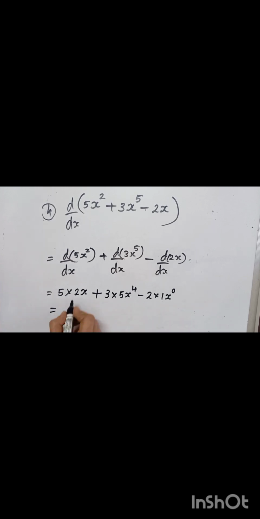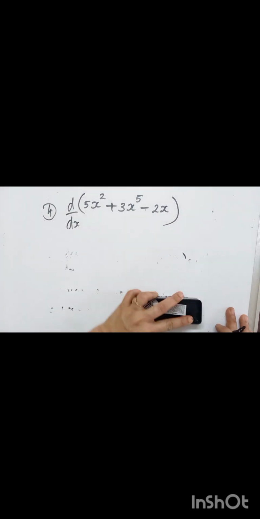Right? So here now we can simplify. 5 into 2x, it is 10x. 3 into 5, it is 15. And x to the power 4 you can keep as it is. Then minus 2 into 1x to the power 0. 1x to the power 0, it is 1. Any variable to the power 0 is 1. So 2 multiplied by 1 is 2. So this is our answer. Understood? Now we can do more problems.